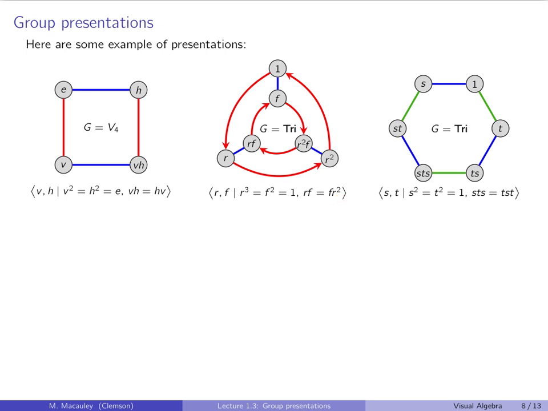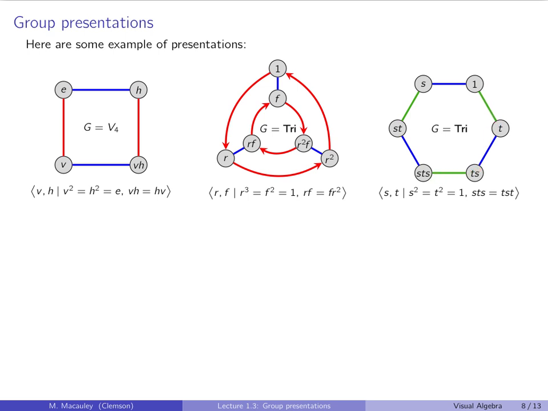And finally, this last group, the presentation, well, it's generated by S and T such that S squared and T squared are both the identity. So blue, blue, and green, green are 1. And also STS equals TST. So blue, green, blue equals green, blue, green.